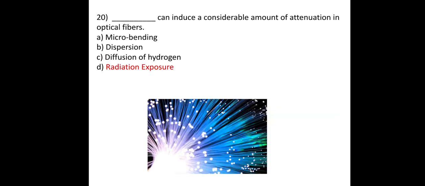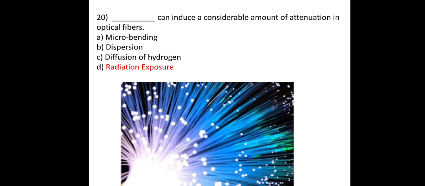Next question. ___ can induce a considerable amount of attenuation in optical fibers. Option A, microbending. Option B, dispersion. Option C, diffusion of hydrogen. Option D, radiation exposure. Okay, the correct option is D.